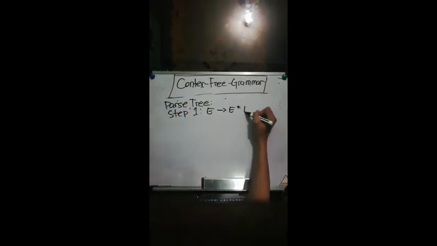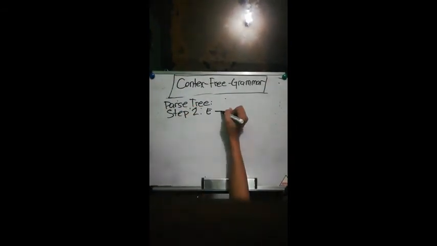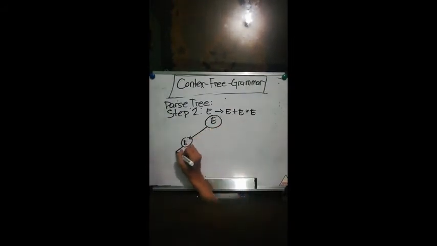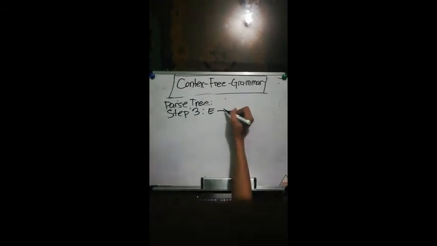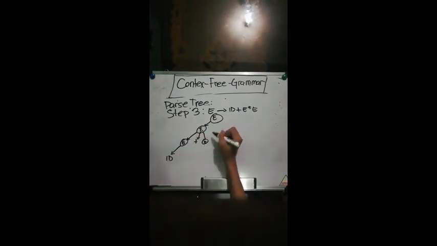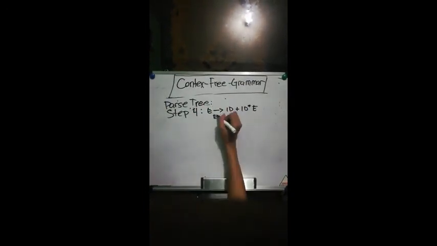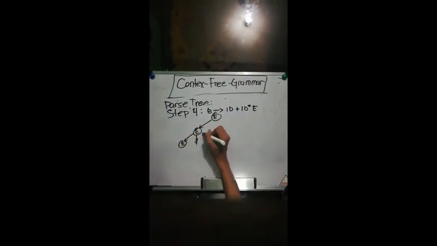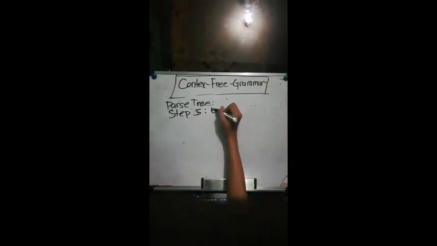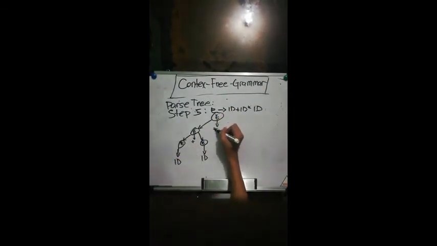So step 1, E to E times E. For step 2, E to E plus E times E. Step 3, E to ID plus E times E. Step 4, E to ID plus ID times E. Step 5, E to ID plus ID times ID.